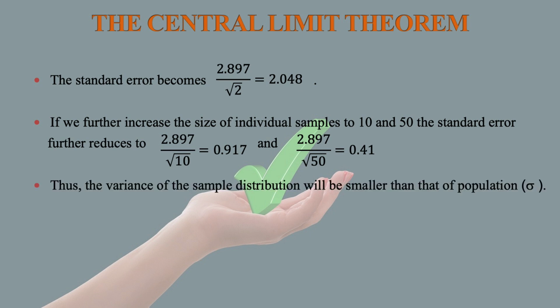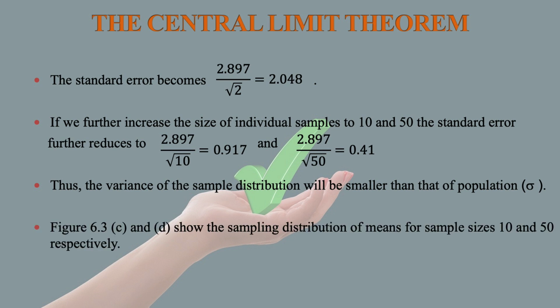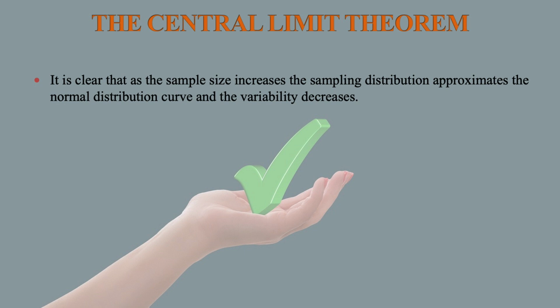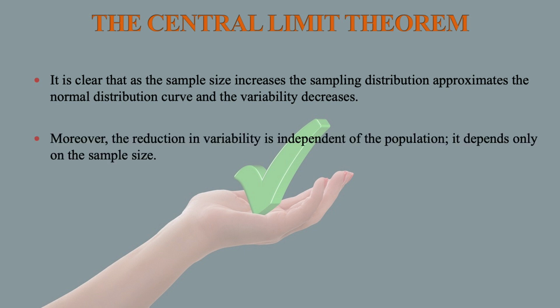Thus the variance of the sample distribution will be smaller than that of population sigma. Figure C and D show the sampling distribution of means for sample sizes 10 and 50 respectively. It is clear that as the sample size increases, the sampling distribution approximates the normal distribution curve and the variability decreases. Moreover, the reduction in variability is independent of the population. It depends only on the sample size.